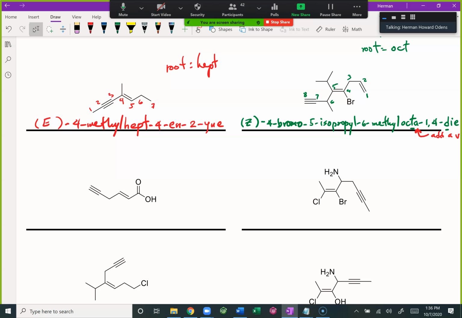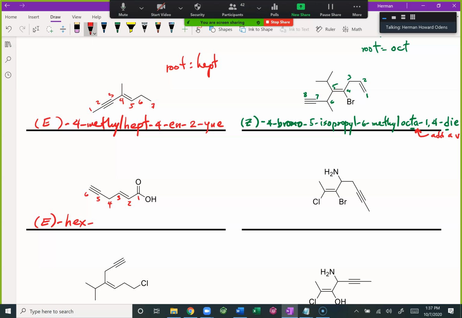Yes, Lucas. Go ahead. I said E hex 2 ene 5 ine 1 oic acid. Yeah, you don't need to do the 1. This takes number one, but you don't need to label it or name it. So without the one, how would you call it? Just drop the one. So how would you say it? E hex 2-ene 5-ynoic acid.